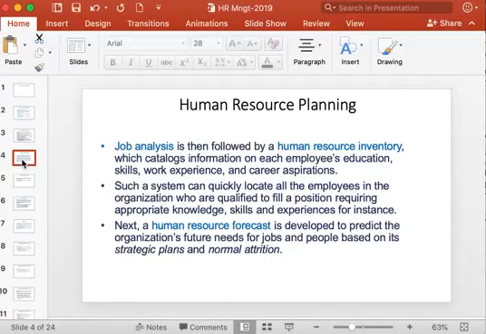Then after preparing the job description and job specifications, it is followed by preparation of human resource inventory, which catalogs information on each employee's education, skills, work experiences, and career aspirations. This human resource inventory can help in quickly locating all the employees in the organization who are qualified to fill a position requiring appropriate knowledge, skills, experiences, and so on.